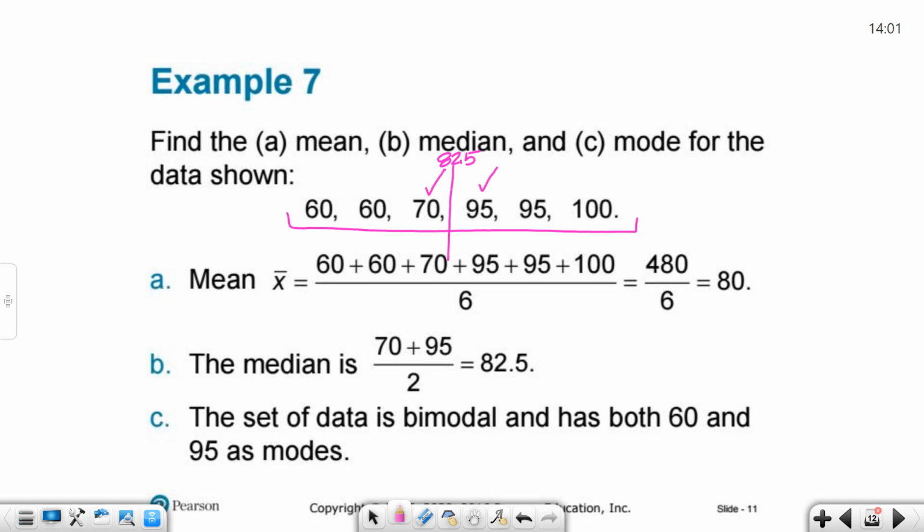Okay? If you also look at this data set, you'll notice that the mode, there are 2 of them, because 60 occurs twice and 95 occurs twice, so that means there are 2 modes for this particular problem.